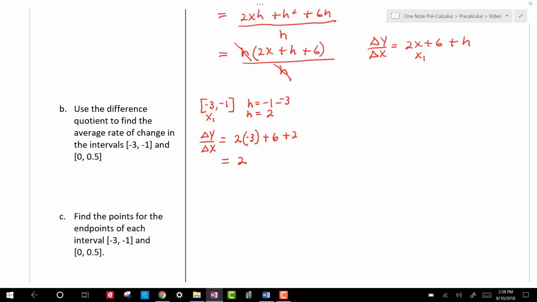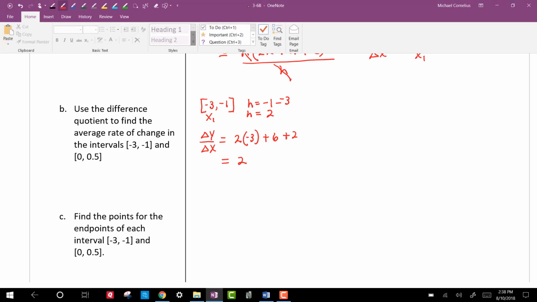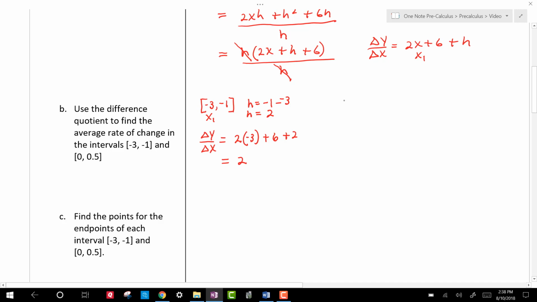Now, I don't even know what this graph looks like. I don't know where these two coordinates are. I don't know the y values, but I do know that the slope from -3 to -1 is going to be 2 units. And where this comes in really nice is when we're doing this with decimals like the second one here. So we have the interval 0 to 0.5. So hopefully it's easy to see that h is just 0.5. So my x1 now is actually 0. So delta y over delta x is equal to 2 times 0 plus 6 plus 0.5. So the slope from 0 to 0.5 is going to end up being 6.5 units. Got a lot steeper in that area right there.